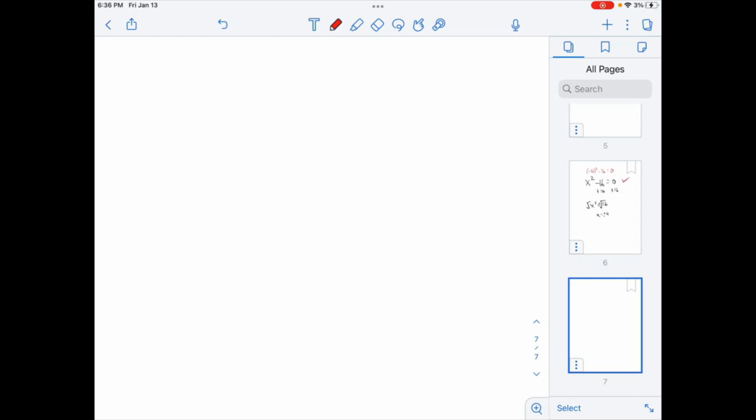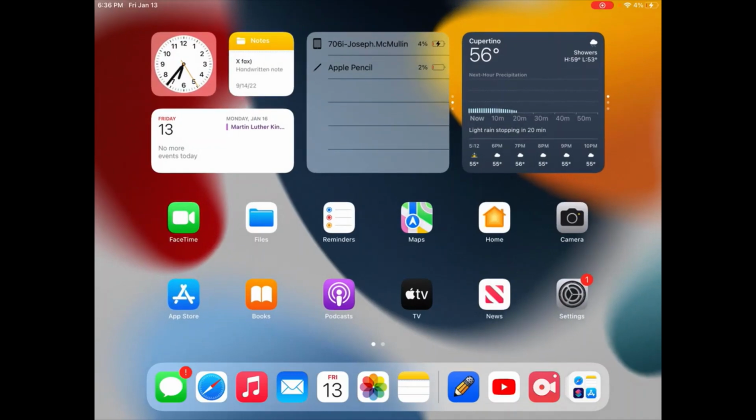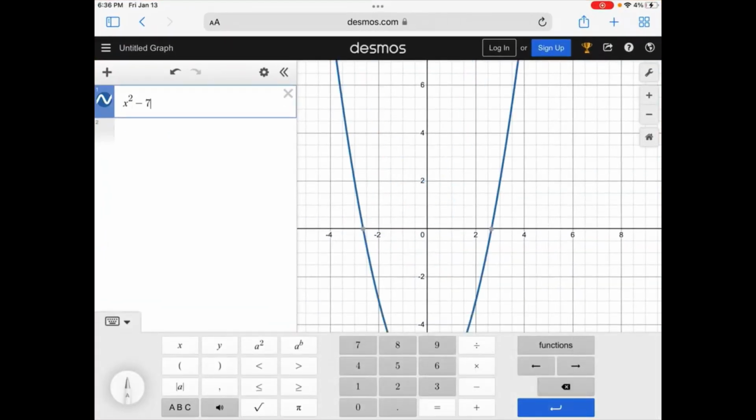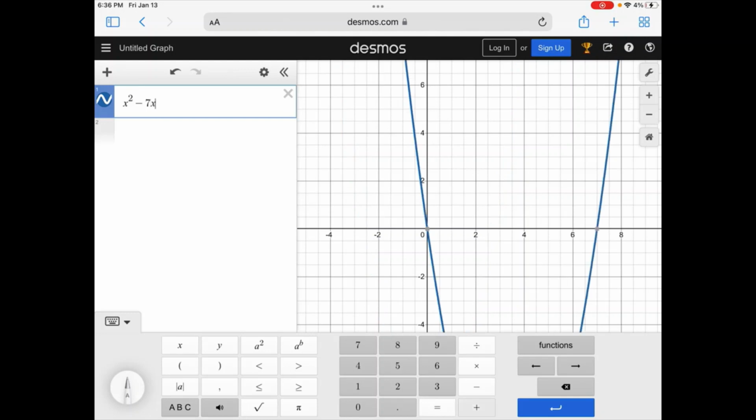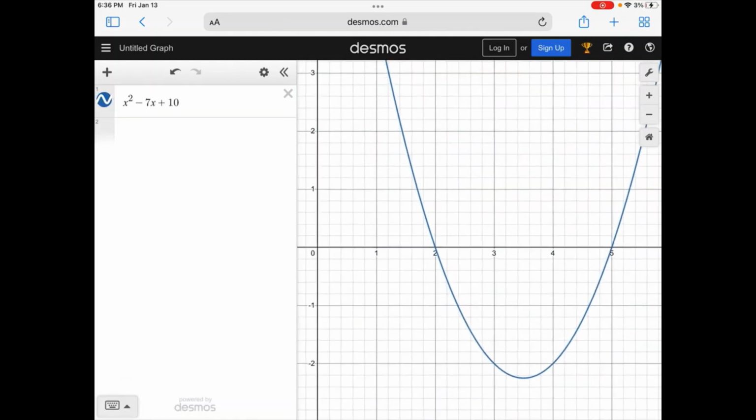Now, remember the very first example we did looked like this. You've got x squared minus 7x plus 10 equals 0. And we got two really nice solutions here: x equals 2, x equals 5. Now, let's look at this on a graph really quick. Go back here to Desmos, and we've got x squared minus 7x plus 10. Okay, and you've got your two solutions here, 2 and 5.